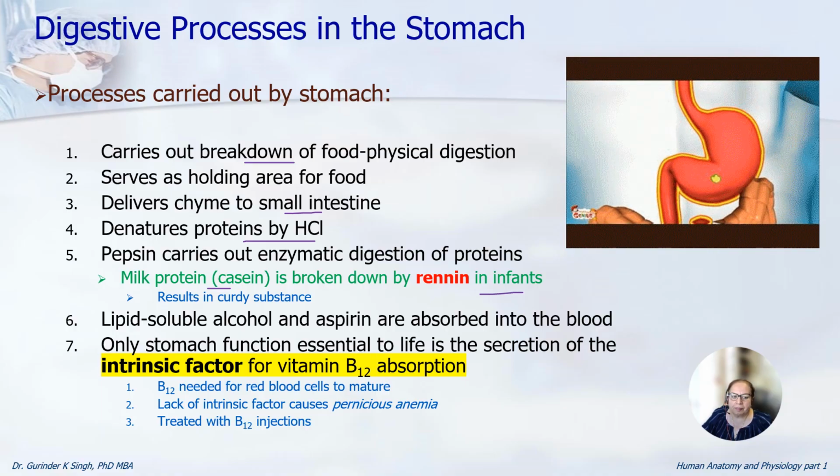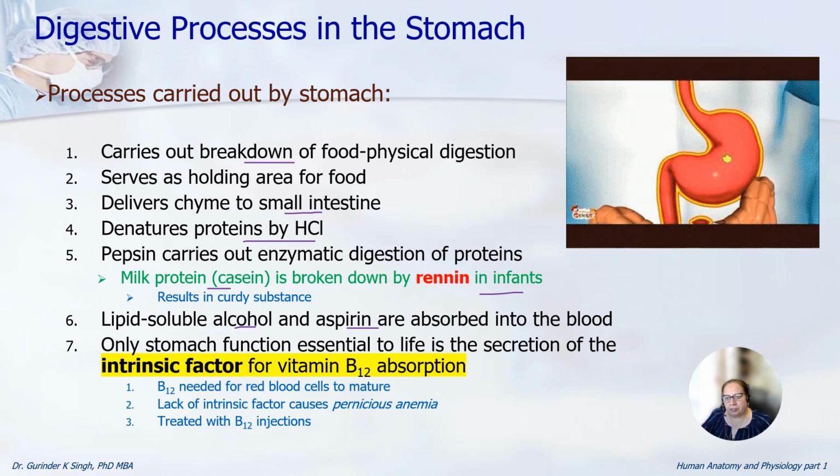In infants, this casein is changed by renin. So I want you to remember that the only thing which starts being digested in the stomach is the proteins. That's an important thing to remember. Nothing else gets digested in the stomach. Some things can be absorbed inside the stomach, and those are lipid-soluble things, such as alcohol, or aspirin.